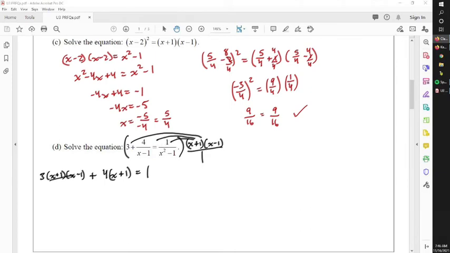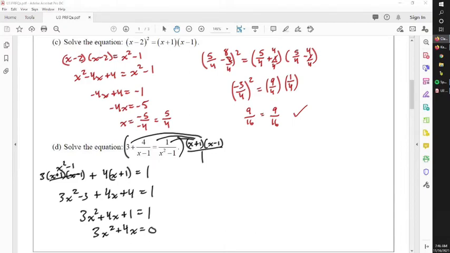All right, so now we distribute. First, I multiply those together. I get x squared minus 1, and then I multiply it by 3 to get 3x squared minus 3, and then I multiply the 4 out. So I have 4x plus 4. Now I have to get everything on the same side because it looks like I have a quadratic. You see the x squared right here? So let's simplify the left side first, and then I'm going to bring that 1 over, shebang. Now I have 3x squared plus 4x. Now let's factor and solve.